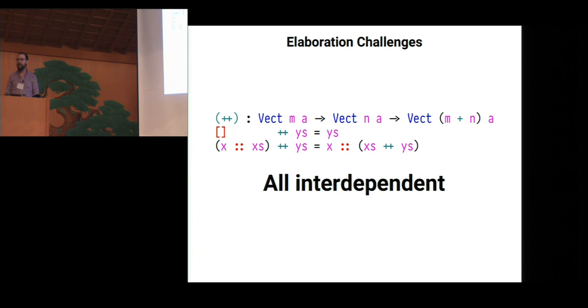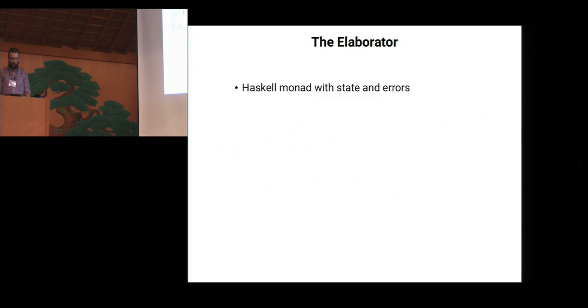And a key observation is that all of these are interdependent, right? By doing type class resolution, we may discover the value of an implicit argument. By doing that, we may allow further types to be inferred, which may allow us to resolve more type classes, and so on and so forth.